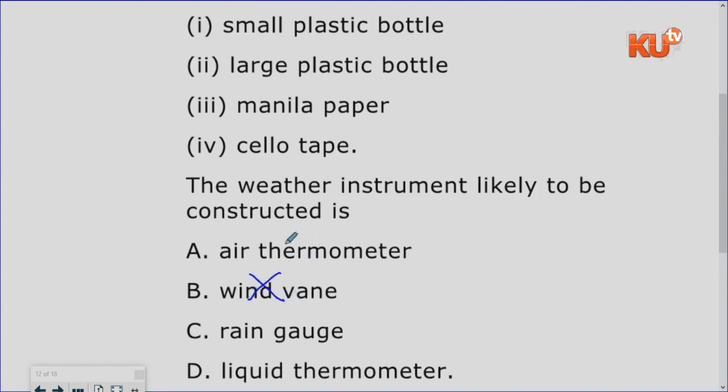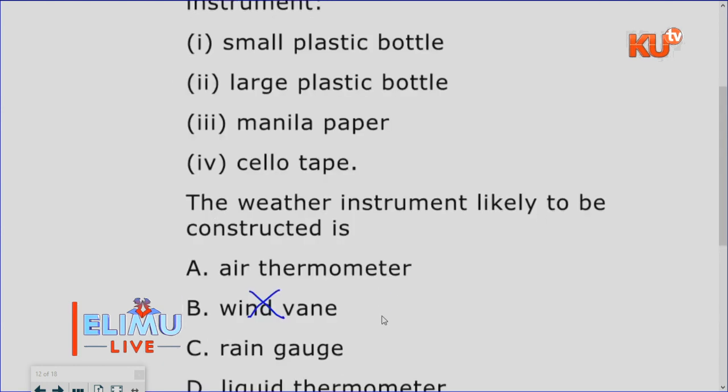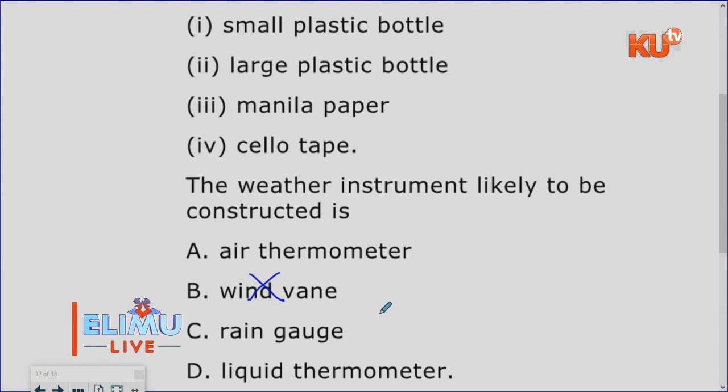We also don't talk about an air thermometer. Sorry for that. So we remove a wind vane because we don't need plastic bottles. Now we have an air thermometer and a liquid thermometer. When you talk about an air thermometer and a liquid thermometer, we need to have some colored water somewhere. So we take it out, and our right answer is rain gauge. Our right answer is supposed to be rain gauge in this case.